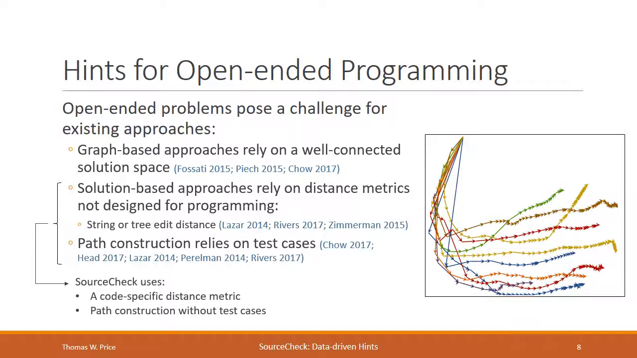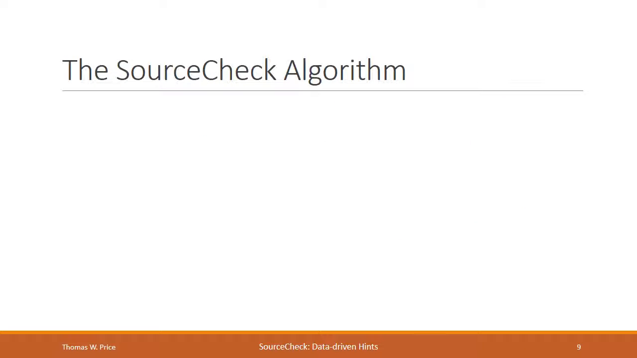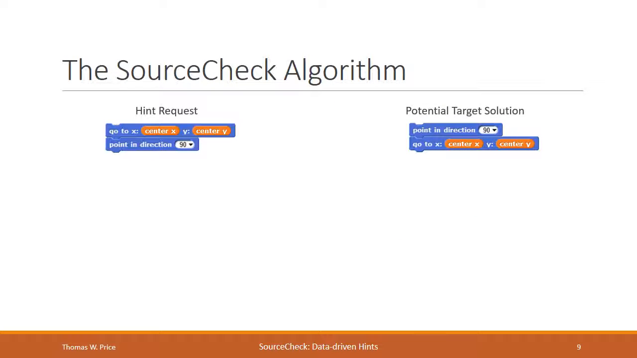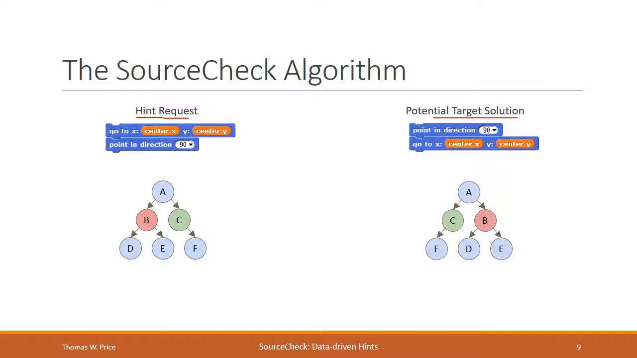And to explain why that code-specific distance metric is useful, let's consider two pieces of very similar code, say on the left we have a student's hint request, and on the right we have a potential target solution. Now these actually only differ by the order of the two statements, and in this case that order isn't actually important. If we represent the two abstract syntax trees, we can assign each of these nodes to one of the code elements. And as we can see, these trees are fairly similar, with B and C simply being interchanged between the two.